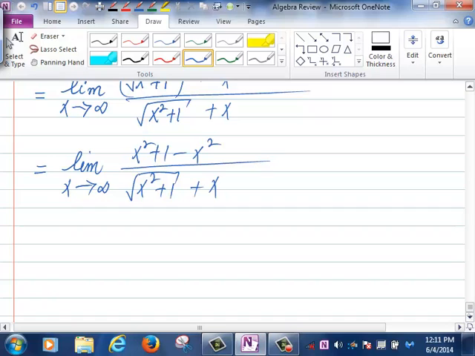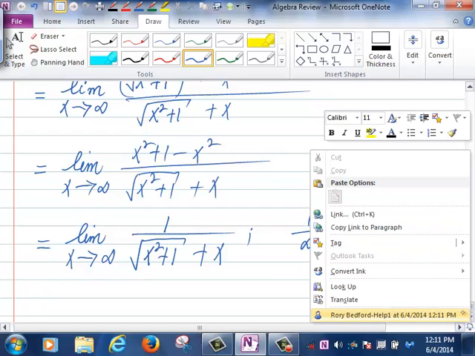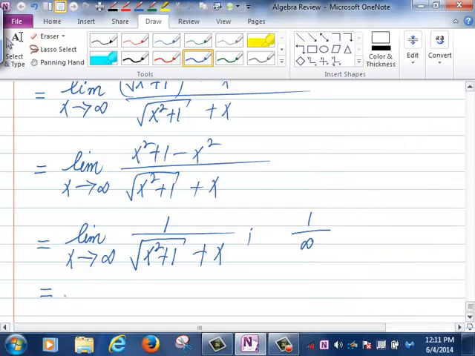And basically then I have the limit as x going to infinity of 1 over the root of x squared plus 1 plus x. Now what is happening? Now the numerator has limit 1. The denominator has limit what? Infinity. So the limit of the ratio is 0. Is everybody okay with what I said?